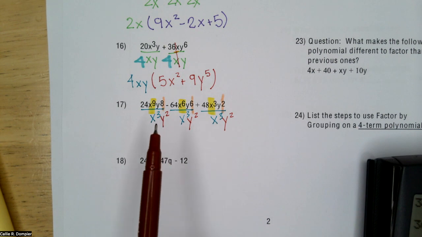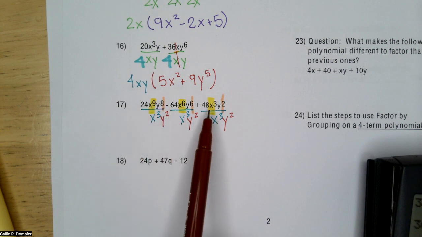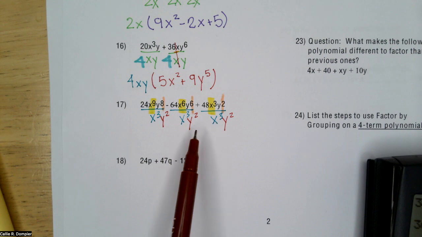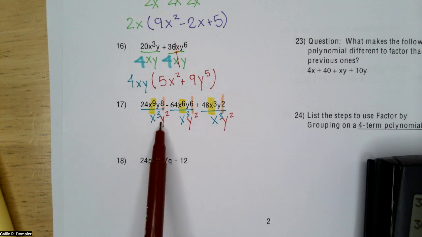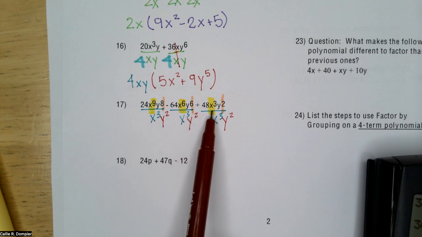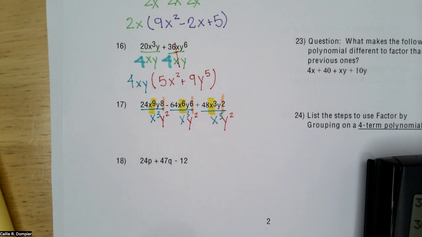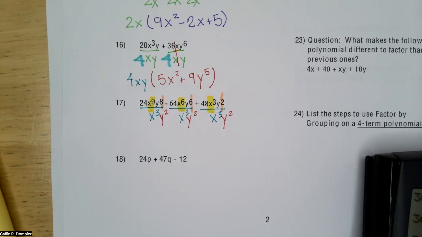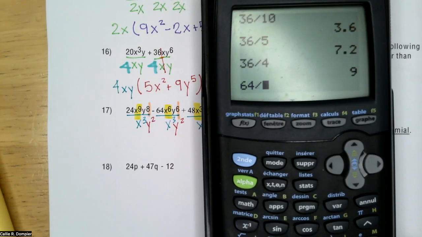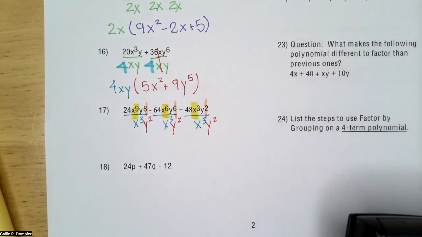Okay. So not counting the numbers 24, negative 64, and 48, we are dividing out x to the 3rd y squared from each term. Now we have 24, 64, and 48. 64 divided by 24. No, that's too bad.